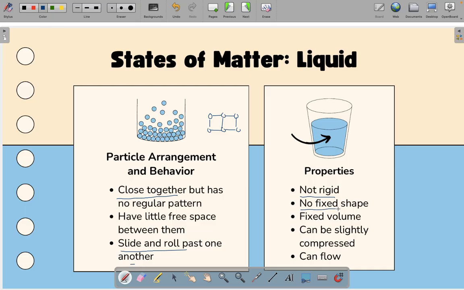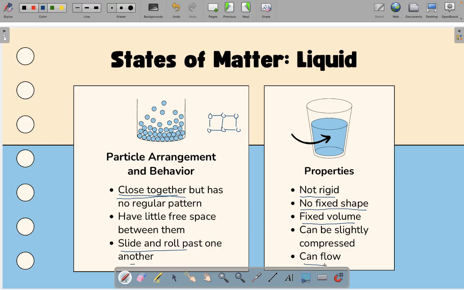It does not have a fixed shape. So if you change the beaker or the container, the shape of the liquid changes. It does have a fixed volume. For example, if you have 1 liter of oil in a container and you pour it to another container, will the volume increase or decrease? It will remain the same, right? So that is why it has a fixed volume. You can slightly compress a liquid, but you cannot fully compress it. This is because the particles are close together, right? So that is why it is not possible to fully compress.